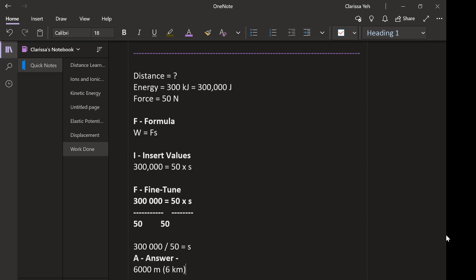I don't want you to have that mindset, because no matter what formula it is in physics, it's the exact same method of making a list, formula, insert values, fine tune, and then giving your answer. And the only difference between each formula is just how you would have to end up rearranging it when you get to the fine tune section.